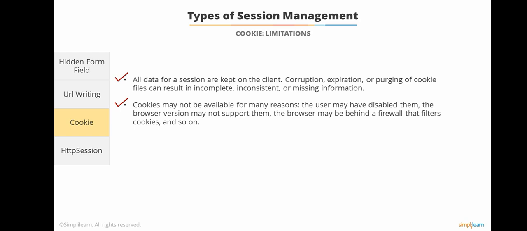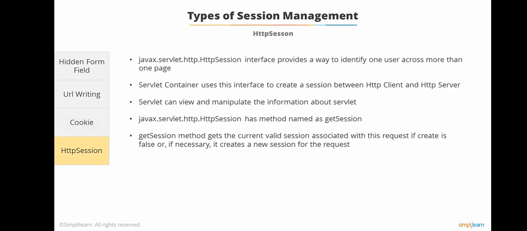HttpSession is the fourth option. This is an interface which provides a way to identify one user across more than one page. The servlet container uses this interface to create a session between the HTTP client and the HTTP server. A servlet can view and manipulate the information about the session. HttpSession has a method called getSession. The getSession method gets the current valid session associated with this request, or if necessary, when create is true, it creates a new session for the request.